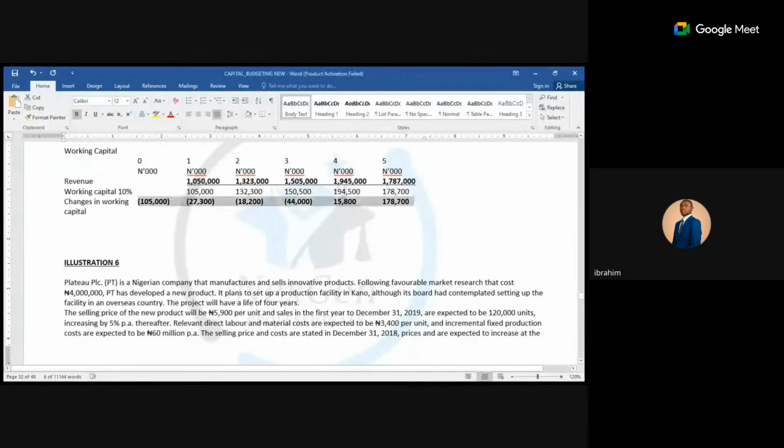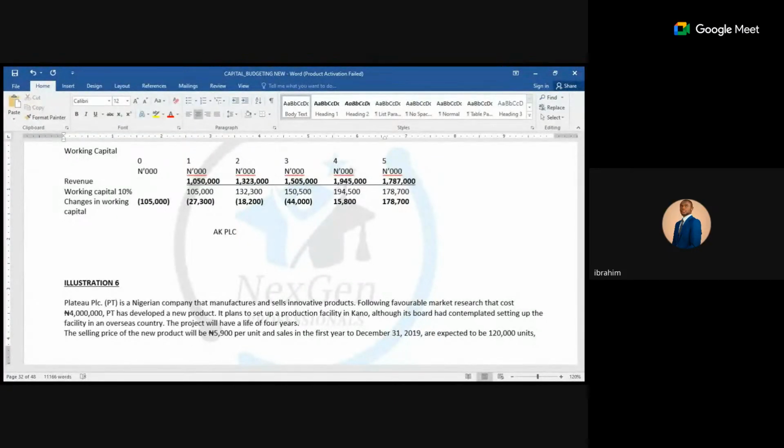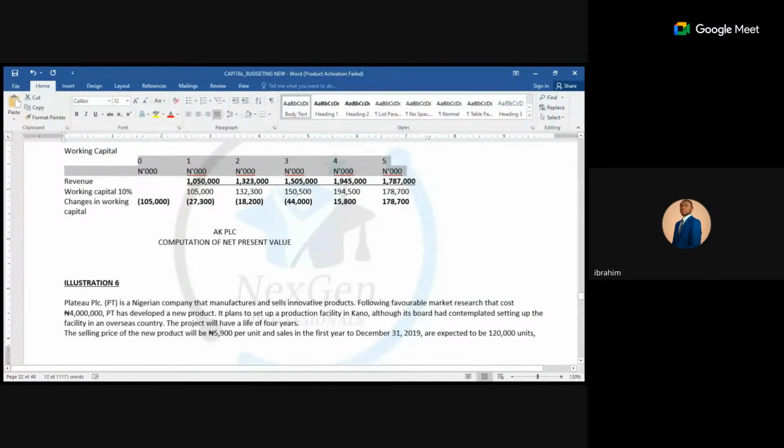So if we have this as our working capital, we can now go further to the computation. What is the name of the company? AKPLC. So we have the determination or computation of net present value. Right? Net present value.